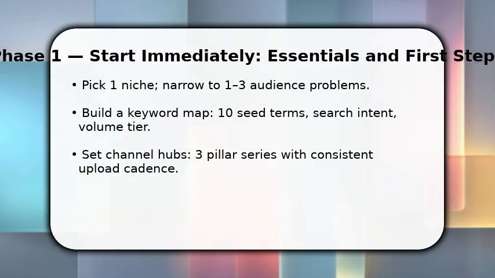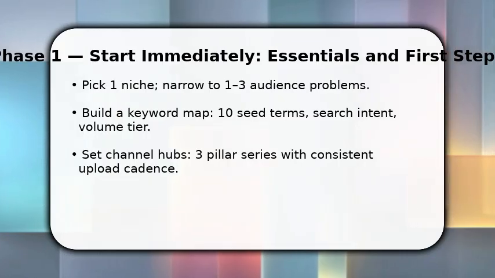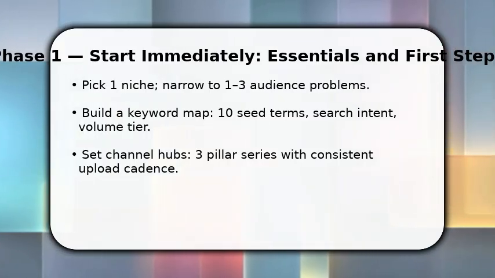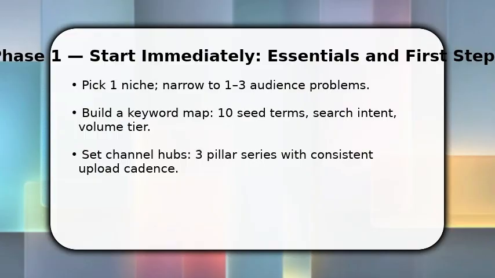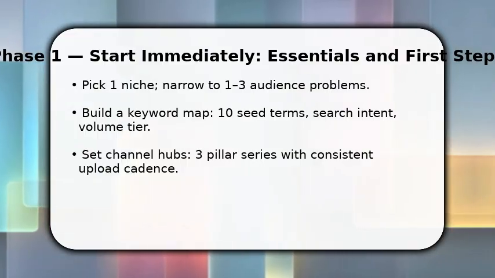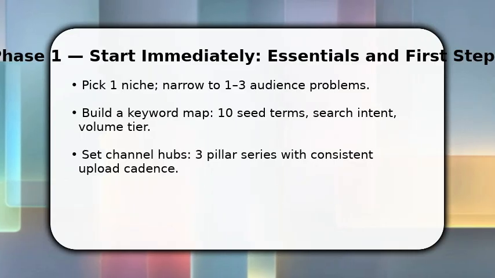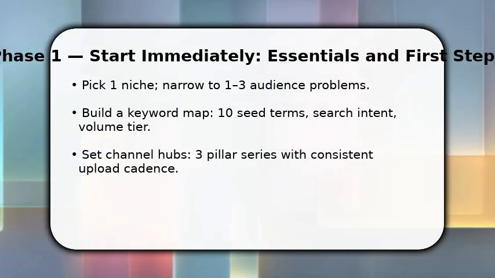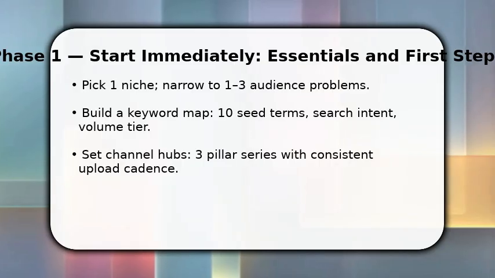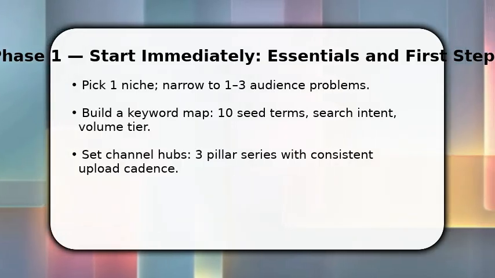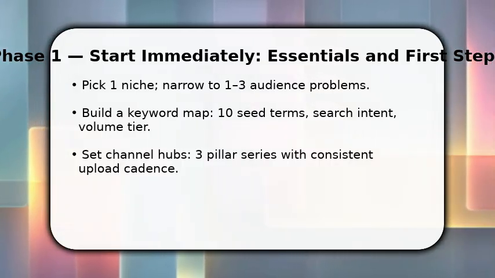You begin by locking the niche and mapping keywords. This is the engine. Choose one niche, list 10 seed terms, then sort by intent: informational, transactional, or discovery. Once done, design 3 pillar series that solve distinct audience problems and align to those keywords. Make a simple upload cadence so you stay accountable.